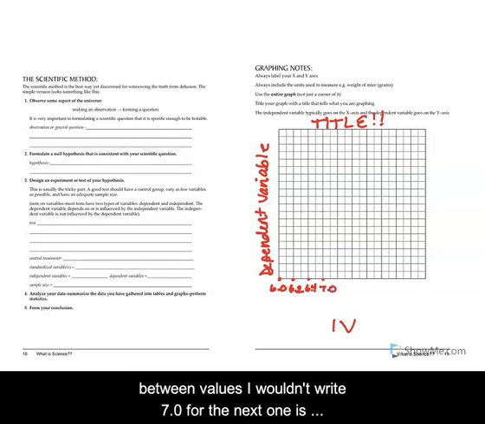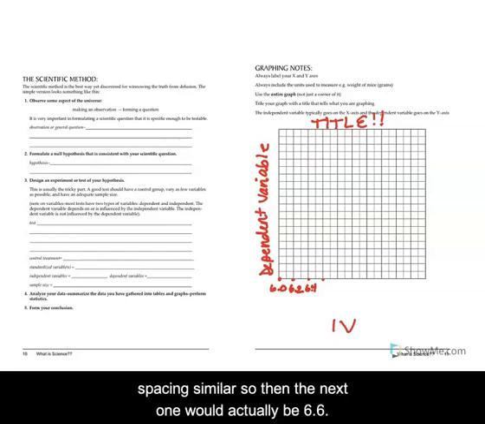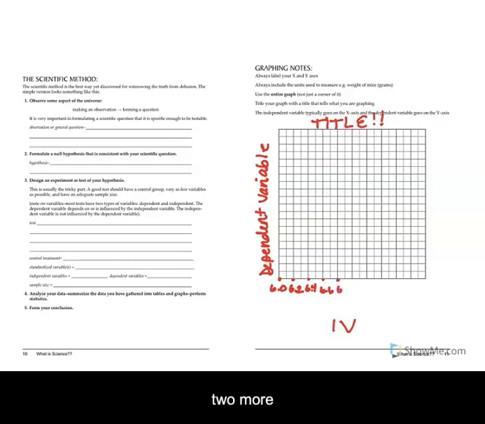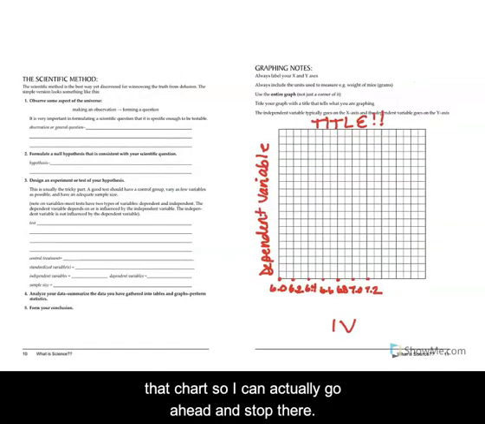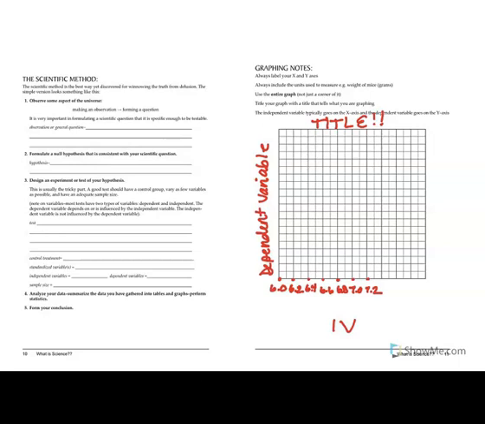I wouldn't write 7.0 for the next one because that makes 0 sense. I need to keep that spacing similar. So then the next one would actually be 6.6. 2 more. Keep going. I'm sorry, that's a little hard to read. I'm trying my best to write small here. 6.8, 7.0, 7.2. 7.2, if you guys actually look again, is my highest value in that chart. So I can go ahead and stop there.